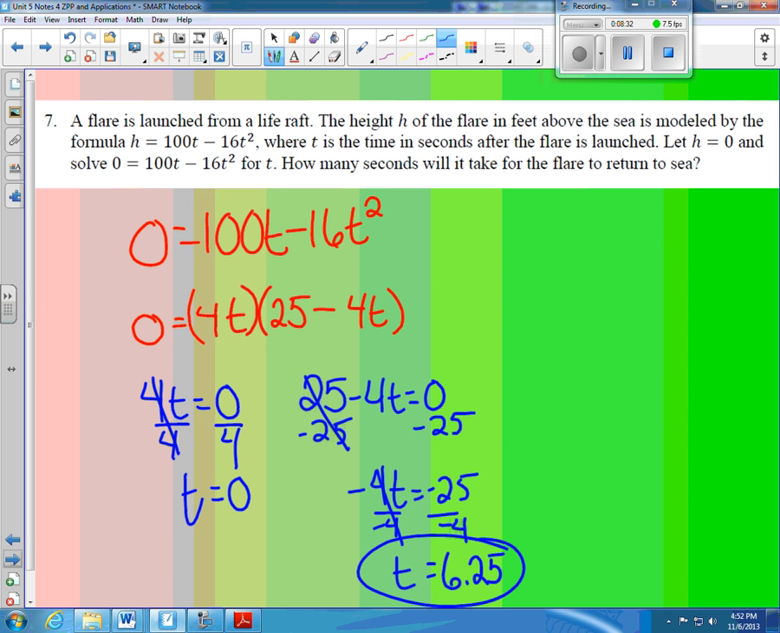Now we have 2 t's here. Which one is my correct answer? Well, which one answers my question? How many seconds will it take for the flare to return to the sea? Well, think about it. When you shoot it off, that's time 0. When it hits back down to the water, that's going to be our 6.25 seconds.